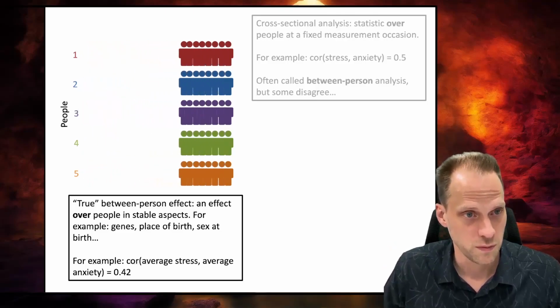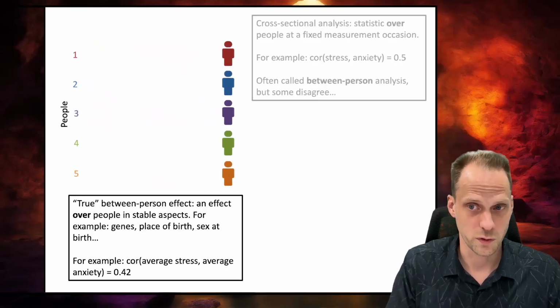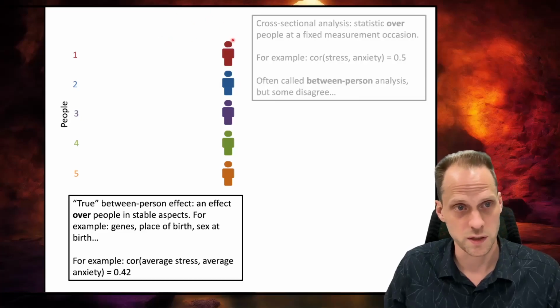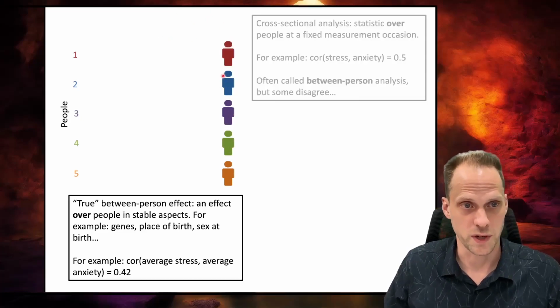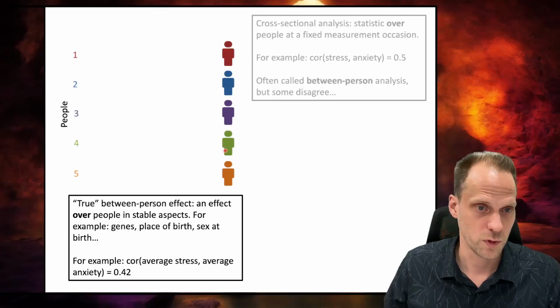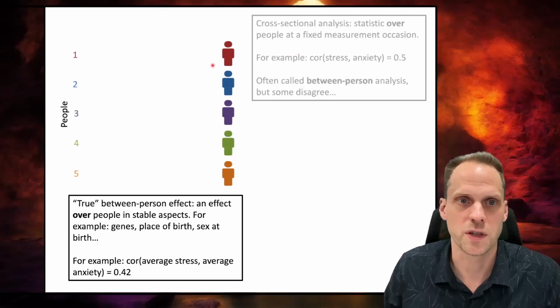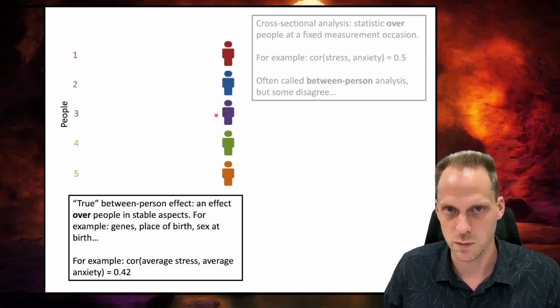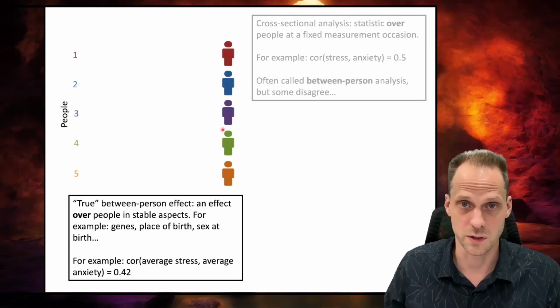So for a true between-person effect, we would collapse over this time dimension, and we still have only one observation per person. But these observations wouldn't be different at another time point. They relate to something that is a genuine between-person or individual differences or a stable effect.